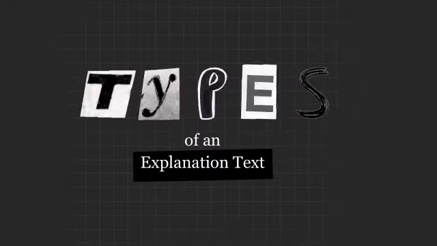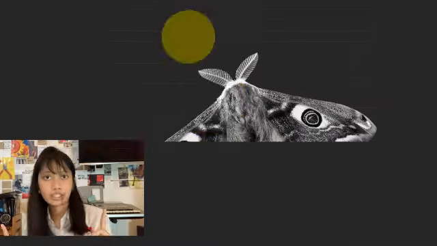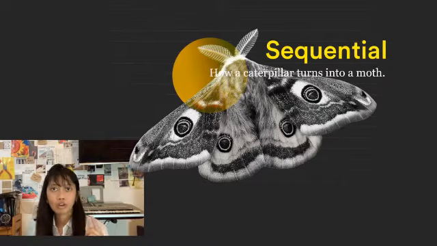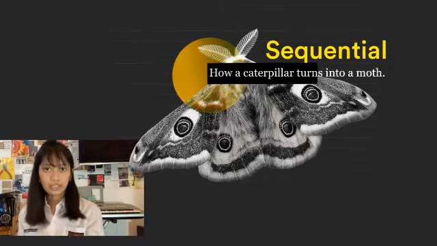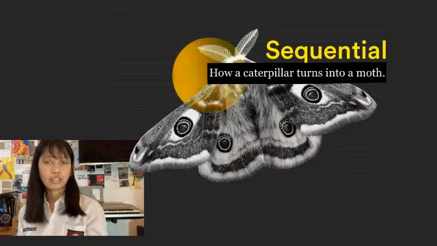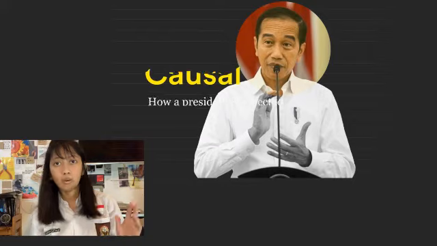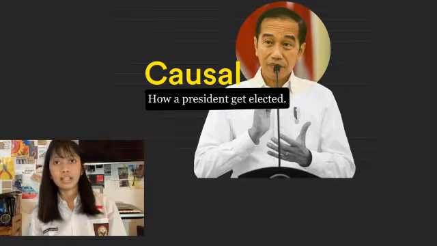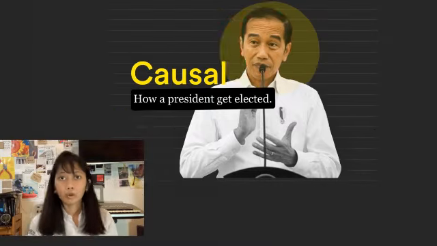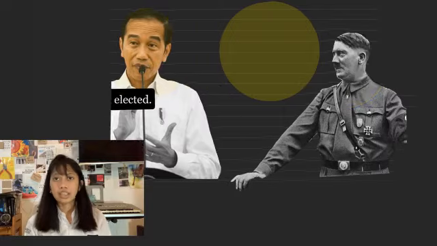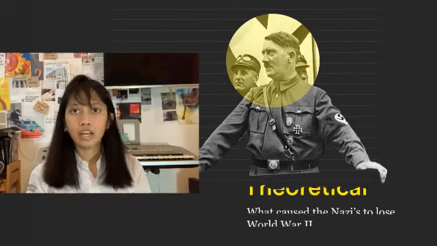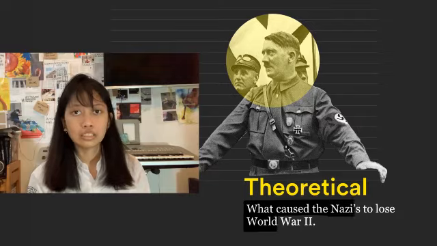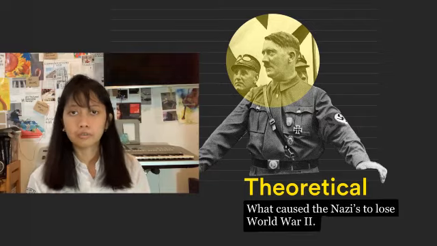Although explanation texts in general have the same characteristics, we can distinguish them based on the main idea. This brings us to the next topic, which is three types of explanation text. First is sequential. This type details the stages of an event, such as how a caterpillar becomes a moth. The second one is causal. This explains what causes the change from one thing to another. An example is how a president gets elected. The third one is theoretical. This explains a phenomenon that is not fully understood. An example is how the Nazis lost in World War II.